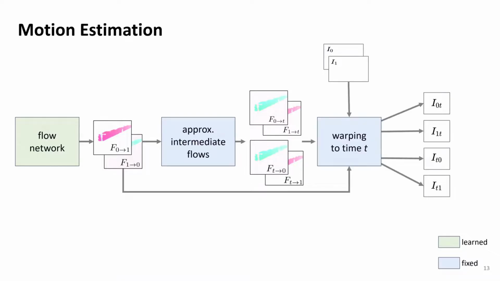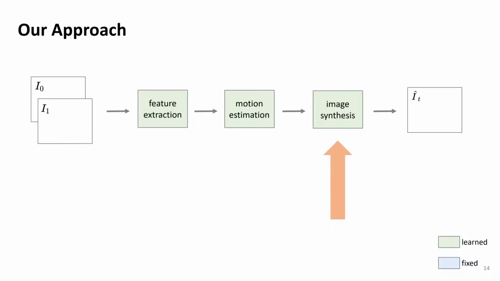Given our 4 intermediate flow fields, we can warp the input frames to the intermediate time step t to get 4 different candidates of the intermediate image. However, these intermediate images often suffer from different artifacts. Next, we discuss how we can obtain the final interpolated image.